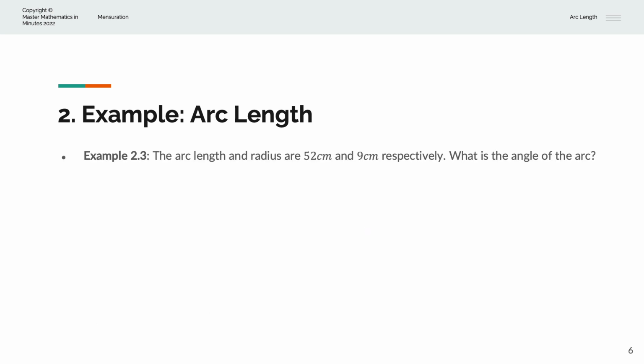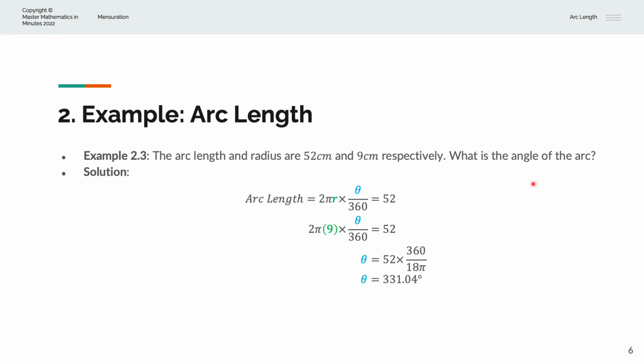In the third example, we're given the arc length and radius are 52 centimeters and 9 centimeters respectively, and we're asked to find the angle of the arc. So we have arc length as equal to 2 pi r multiplied by theta over 360, and we'll set that to be 52 centimeters from the question.